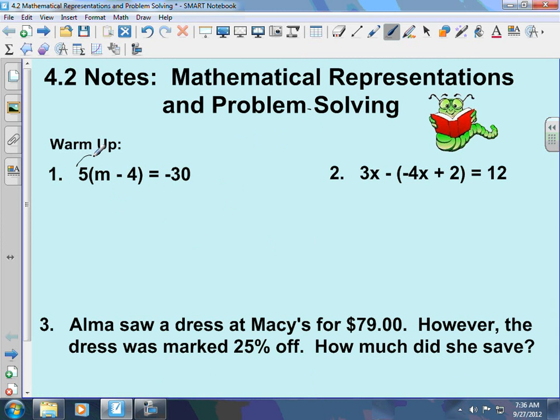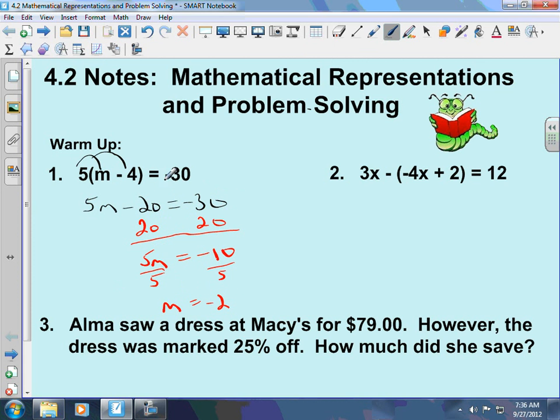Okay, we need to distribute the 5. 5 times m is 5m. 5 times negative 4 is negative 20, equals negative 30. I need to move the negative 20, so I'm going to add 20 to both sides. 5m equals negative 10. Now I divide both sides by 5. M equals negative 2. There's my line at the middle.